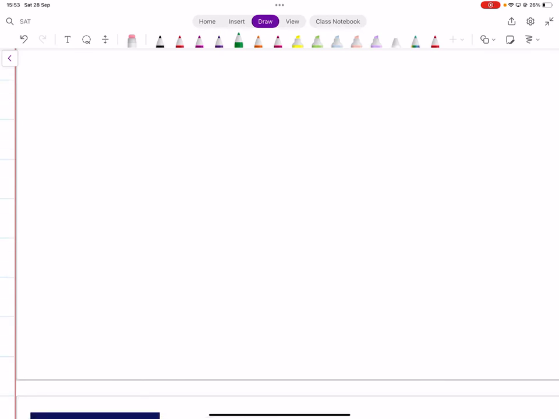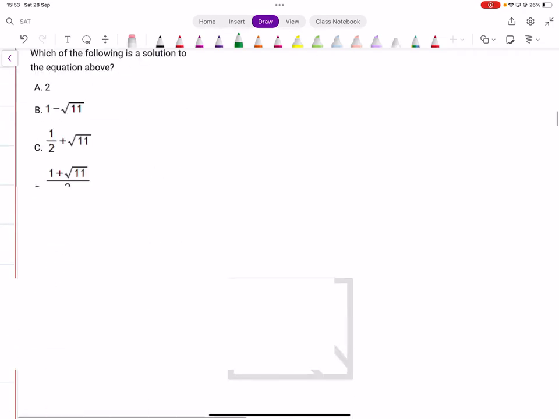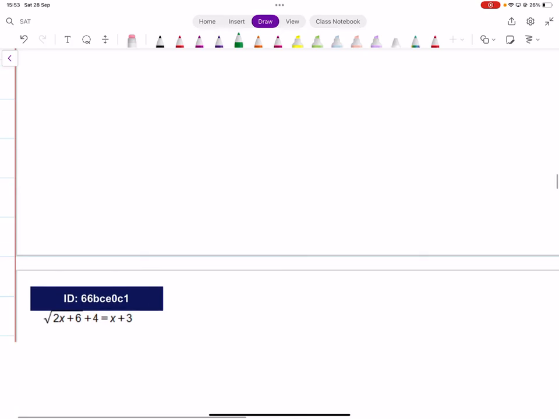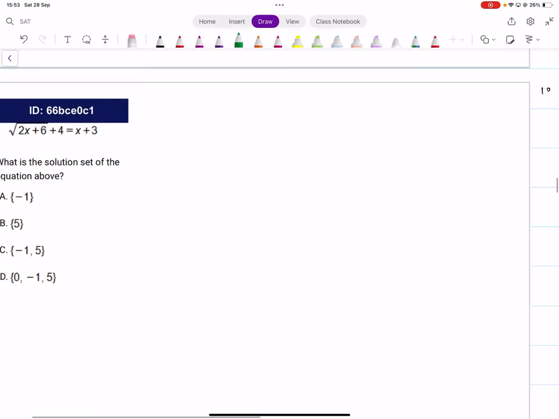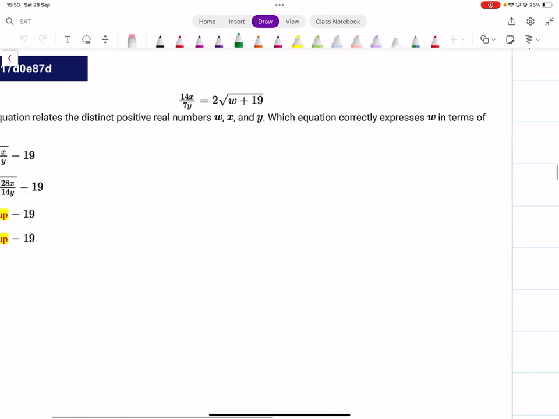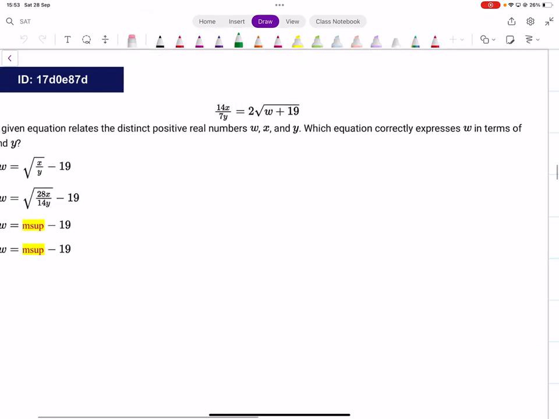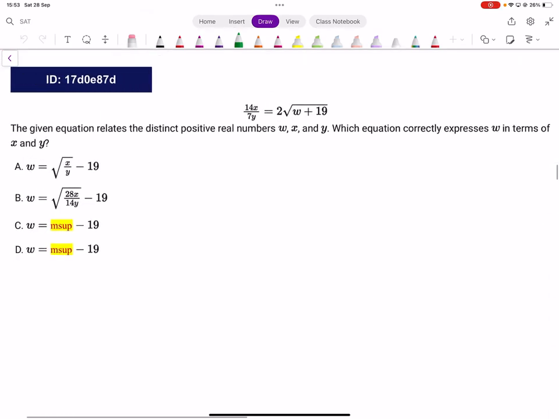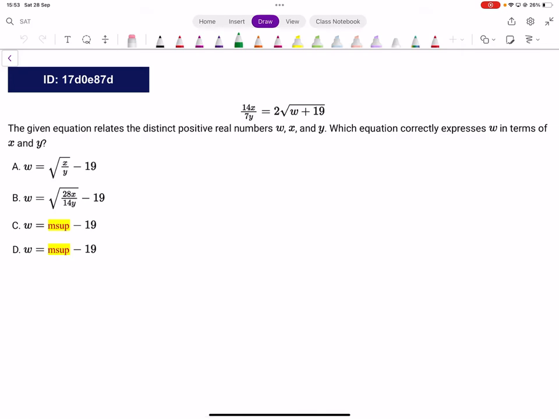Now the next one is question number 9 from this. Okay, so this was the next one. The given equation relates the distinct positive real numbers w, x and y. Distinct, what does that mean? w, x and y are all different. Okay, now this question actually has a problem.